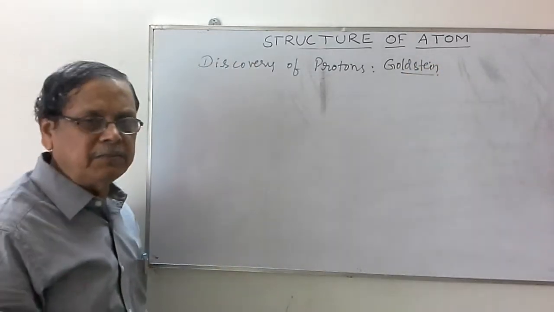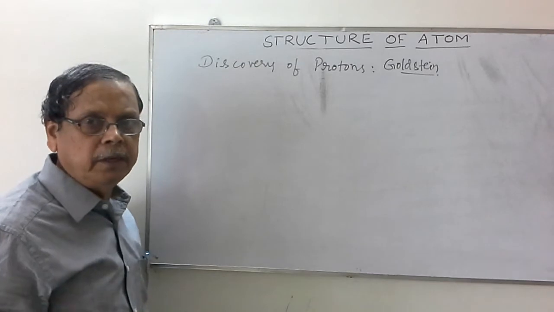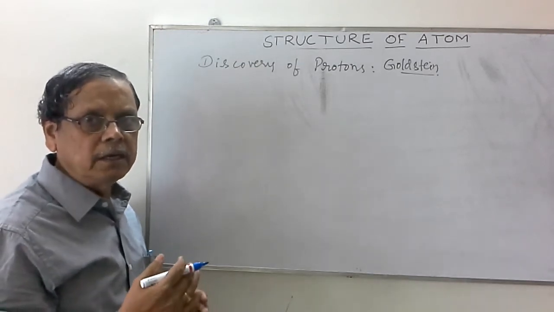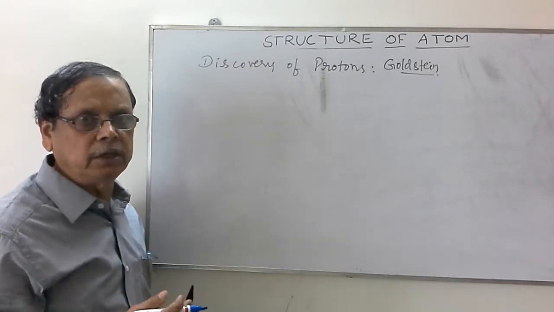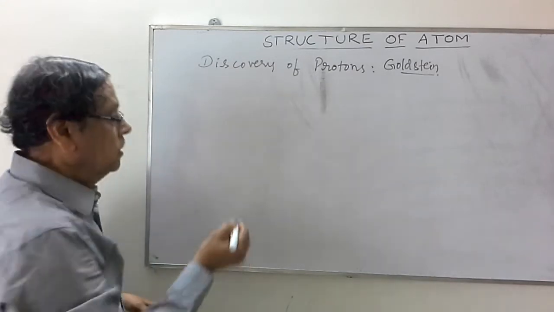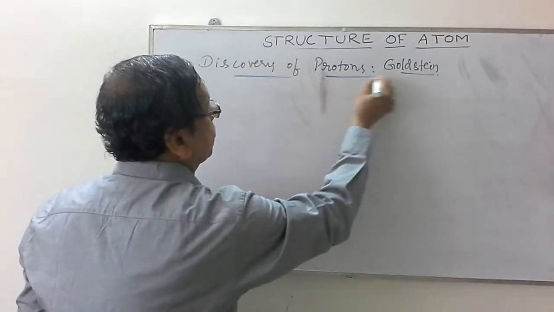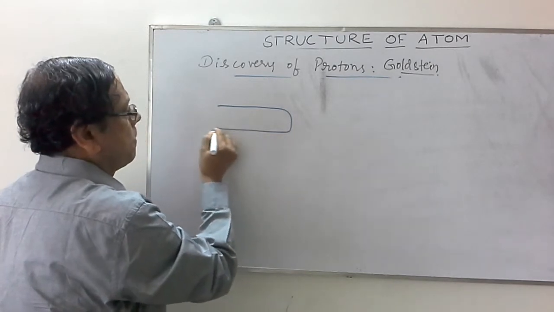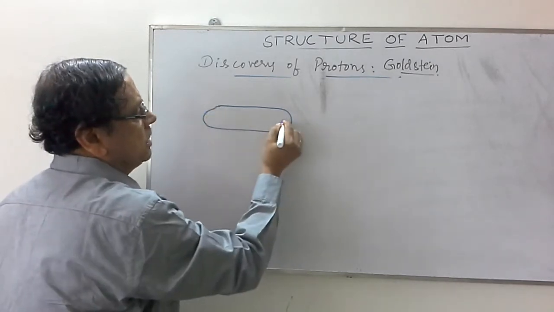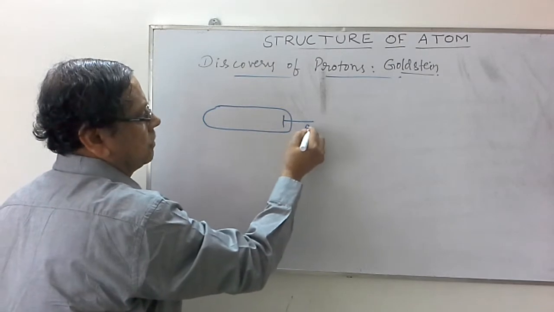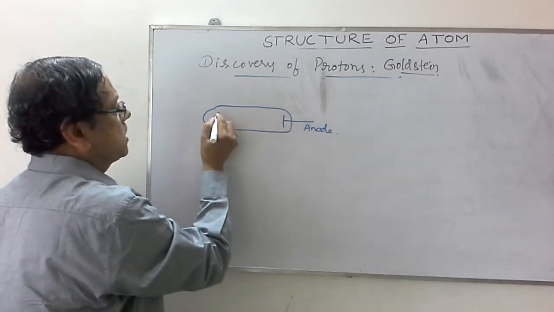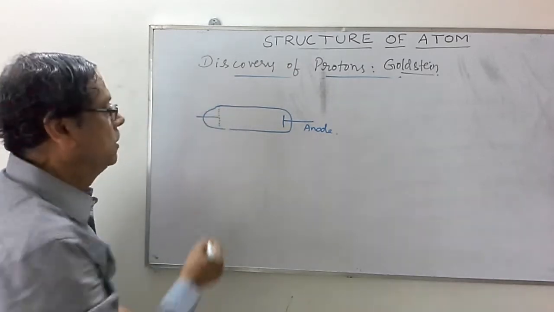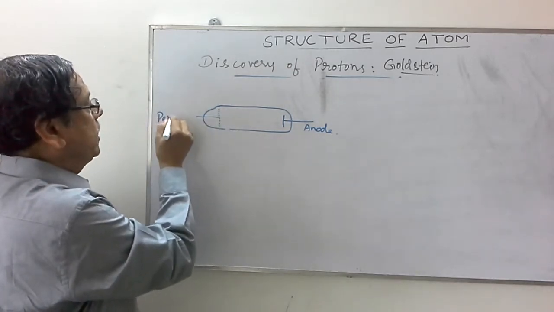He used a similar instrument, that is the discharge tube, and the only change he made was, instead of using the solid cathode, he used the perforated cathode. So let us consider this discovery of the protons by Goldstein. This is the discharge tube. This is, as usual, the anode, and this is the cathode. Instead of solid cathode, he used the perforated cathode. So this is the perforated cathode.